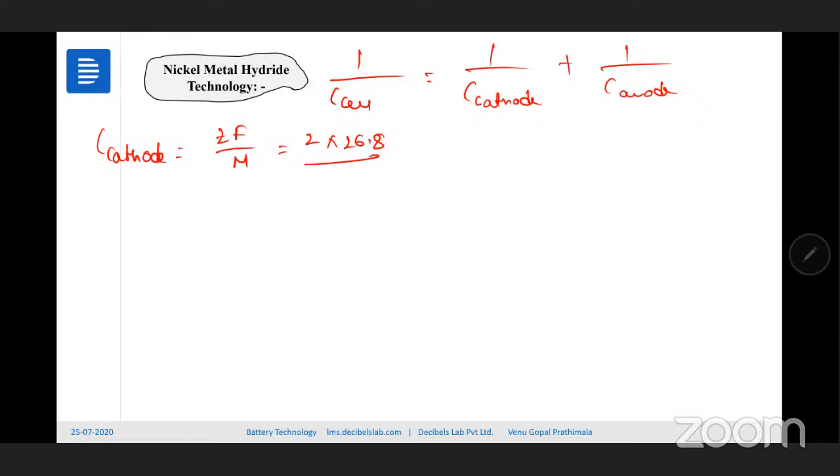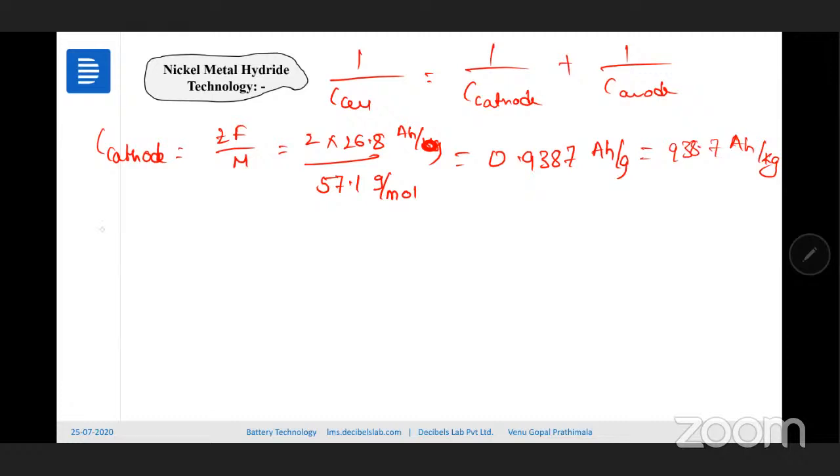Here it is given the molar mass for cathode, which is nickel oxyhydroxide, as 57.1 gram per mole. Okay, so this is gram per mole, and this is just amp hour, 26.8 amp hour. So the final value will be, can someone tell me the value of this? It is 0.9387 amp hour per gram, which is nothing but 938.7 amp hour per kg.